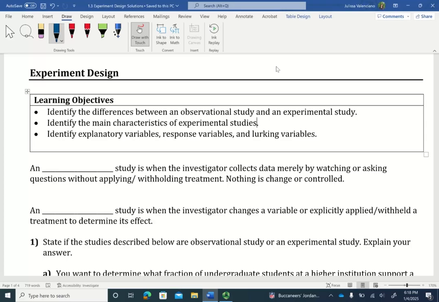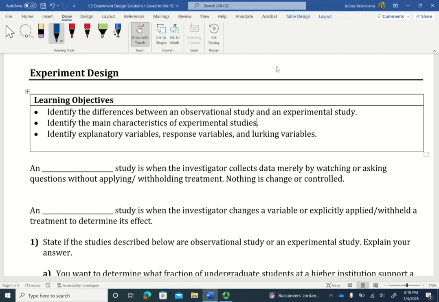Remember, the learning objectives are going to be the goal you're trying to accomplish by the end of this lesson. I encourage you to come back to the learning objectives after you're done with the lesson and to ask yourself if you did accomplish the learning objectives. Okay, so let's go ahead and read them.